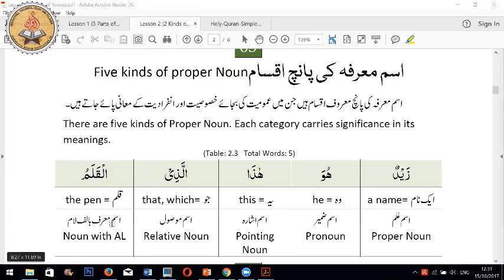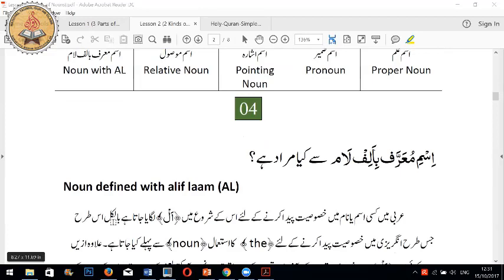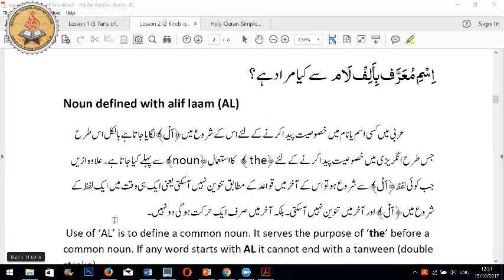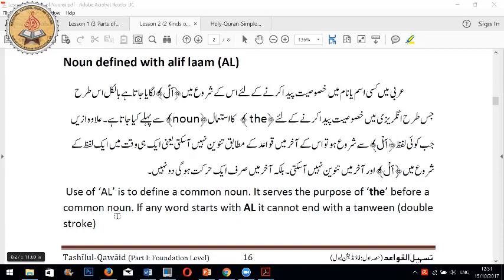We now come to category number 5, which is with alif lam. This is very, very important. Remember, the use of alif lam is to define a common noun. It serves the purpose of the article before a common noun. If any word starts with alif lam, al, it cannot end with a tanween, the double stroke.